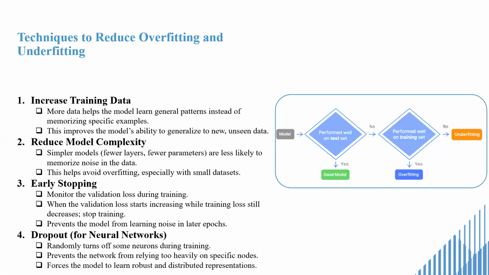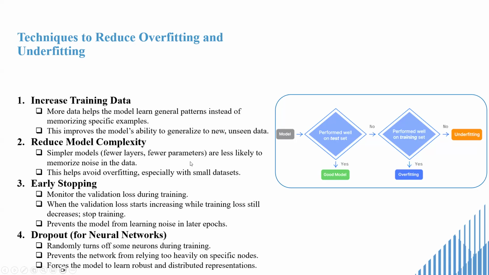Techniques to reduce overfitting and underfitting: increase training data. More data helps the model learn general patterns instead of memorizing specific examples. If the data is a lot, it's very good for your algorithm. This improves the model's ability to generalize to new unseen data. And reduce model complexity. Simpler models, with fewer layers and fewer parameters, are less likely to memorize noise in the data. This helps avoid overfitting, especially with a small data set. So you should not make it too complicated, like using too many layers or too many parameters.